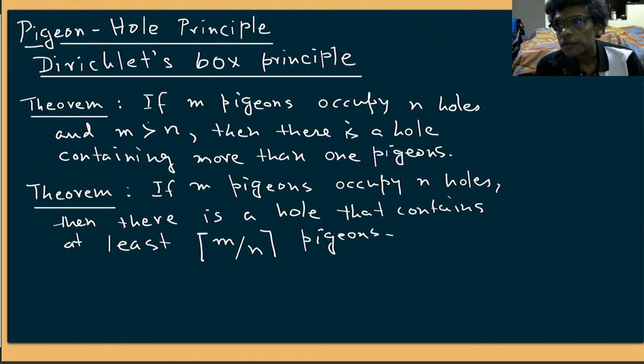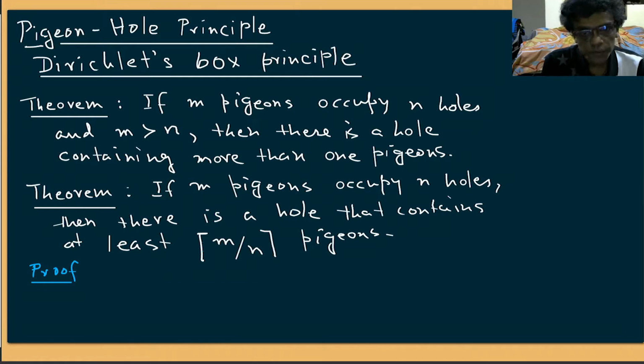So I prove this general statement, although this is fairly straightforward. I prove this by contradiction. So I assume that all of these n holes contain less than these many pigeons. So each hole contains at most this minus 1 pigeons. And since there are n holes, the total number of pigeons is less than or equal to n times this.